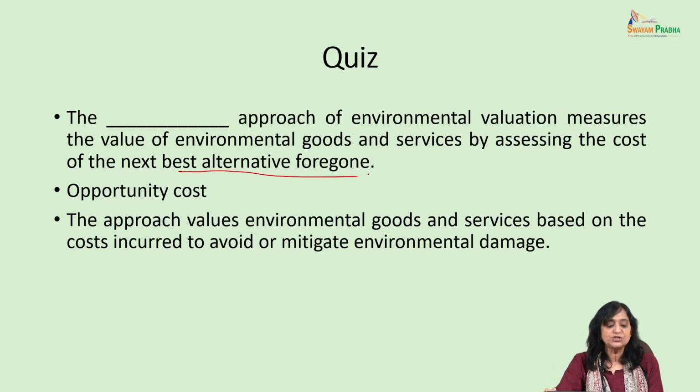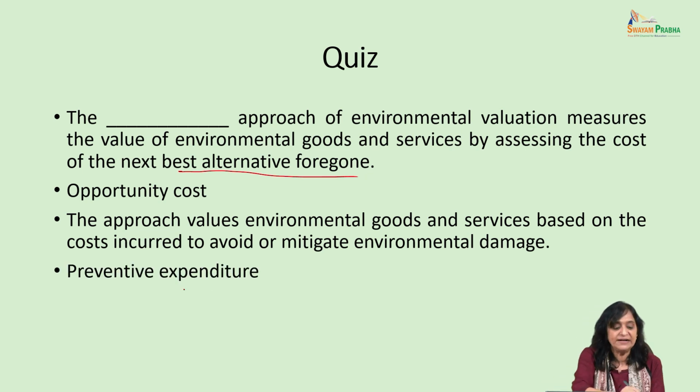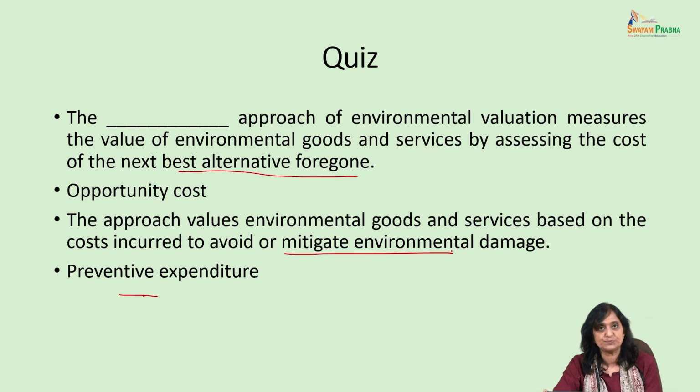Another one is, which approach values environmental goods and services based on the cost incurred to avoid or mitigate environmental damage? Out of the 4 which we have discussed, opportunity cost, replacement cost, relocation cost, and preventive expenditure, which approach is valuing the environmental goods and services based on the cost incurred to avoid or mitigate? The answer is preventive expenditure, because we are mitigating the environmental damage by incurring these costs.